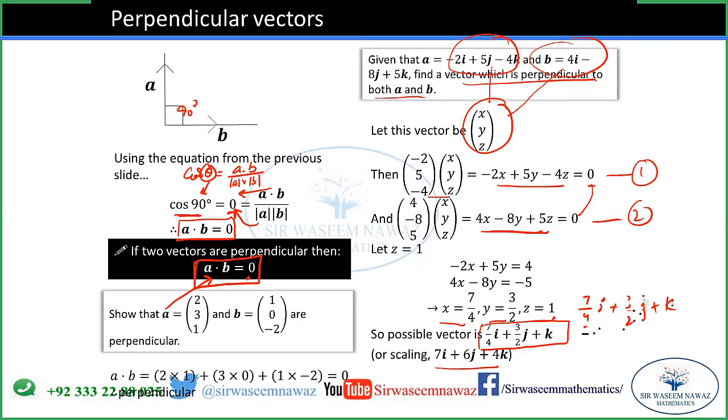Here the denominator is 4, here the denominator is 2, and here there is nothing, so the denominator is 1. If I multiply the whole vector by 4, the denominators cancel. I will get 7i plus 3 times 4, 12 divided by 2, that is 6j, plus 4k. So we scaled this one. In fact, this vector and that vector are the same. There is no difference between them. It is just a scaled form and a normal form. Either way you write it, it is the same.